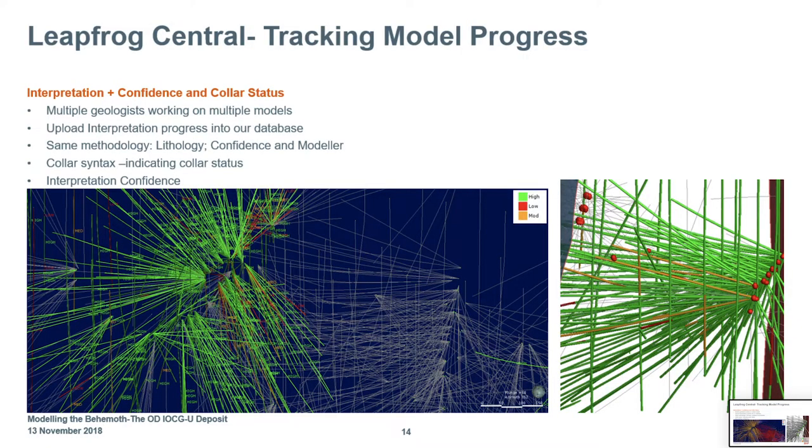This is just a third thing that we look at: confidence, geological interpretation confidence. How confident are we in a certain area? If we have a low confidence, say, we know exactly where to focus our efforts on additional peer reviews or additional mapping, those sorts of things.